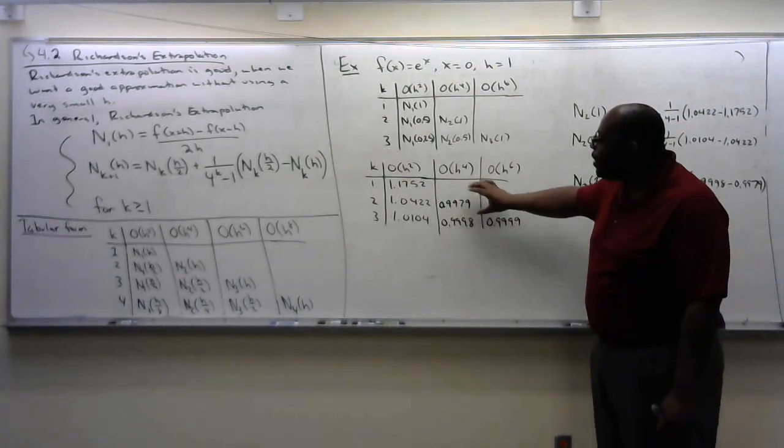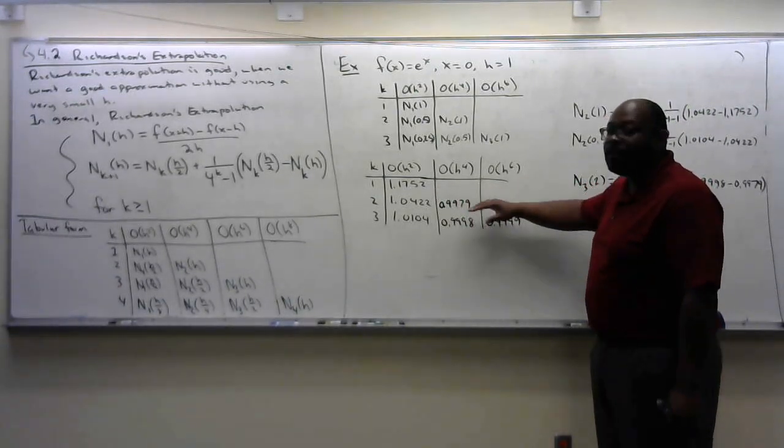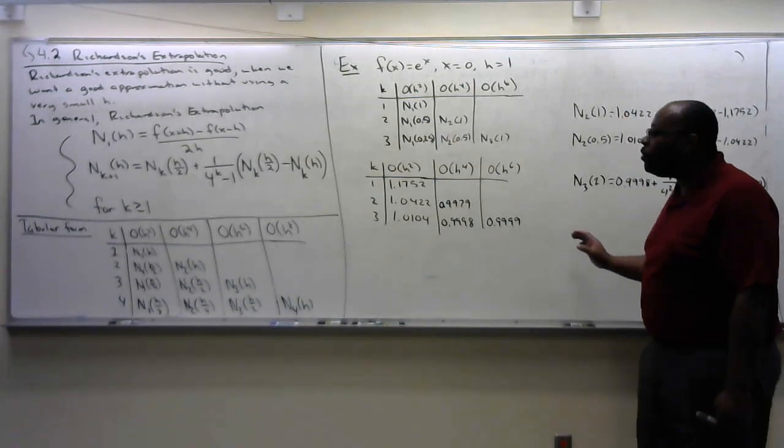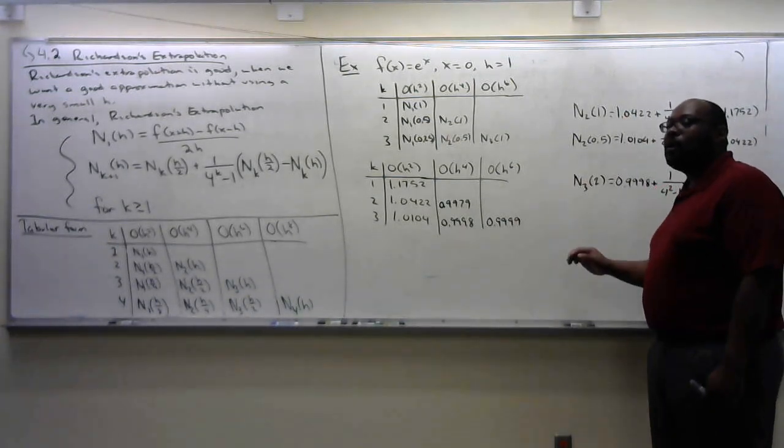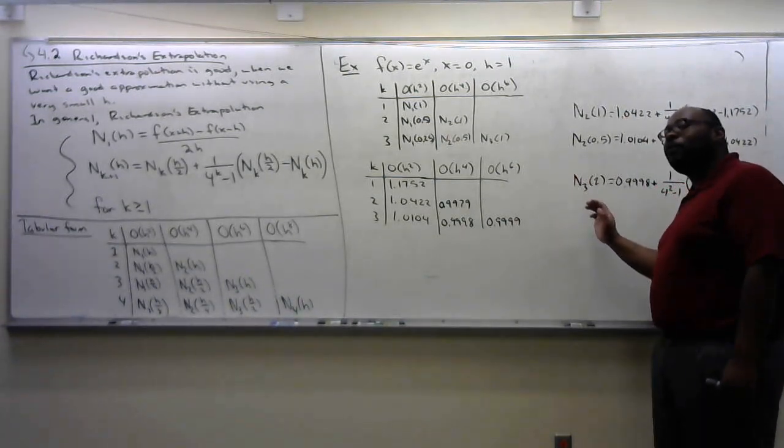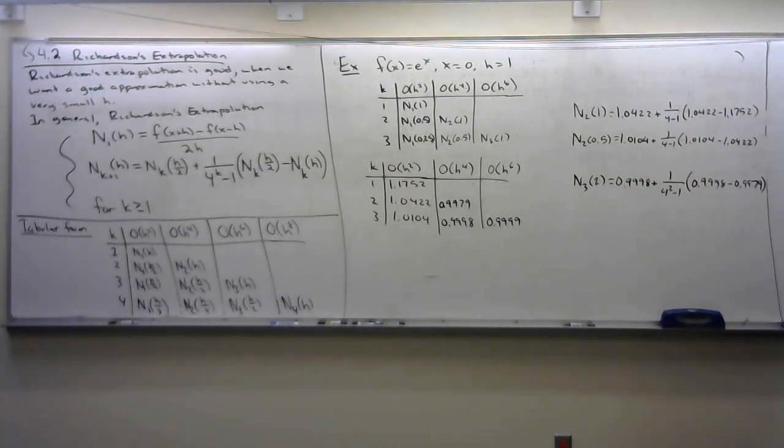And once you have the values in the second column, use those values to get the values in the third column. If you have a fourth column, use the values in the third column to get the values in the fourth column. You keep doing that over and over again until you refine your derivative to wherever you want it to be. Okay, so this is the idea, this is the concept behind Richardson extrapolation.